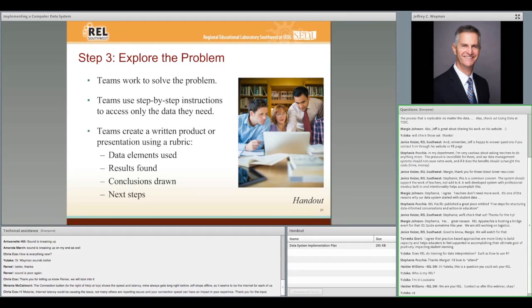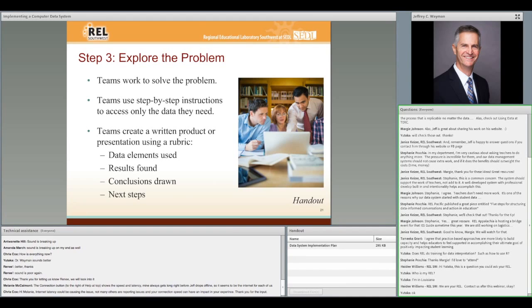So anyway, the teams now go and work together to solve the problem. They use those instructions I talked about to access only the data they need. You haven't taught them anything else about the system other than this, because they don't need anything else. And in the end, they produce a written product. I would recommend giving them a rubric or some sort of form to fill out, or however you want to do it, but give them some guidance on what the written product should look like so that you get something returned that is what you were imagining.